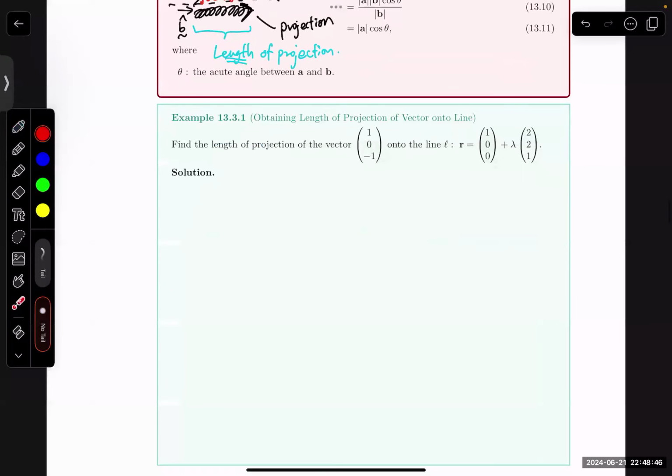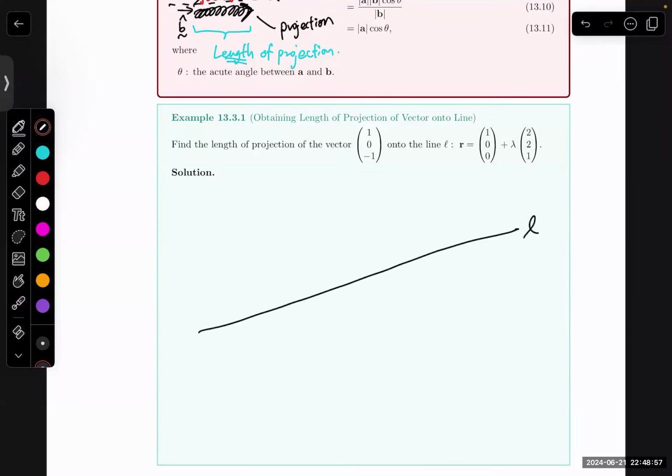So over here, find the length of projection of this vector onto this line. Again, vectors is a very visual subject, very visual topic. So let's draw the line. This line is L, described by this equation.